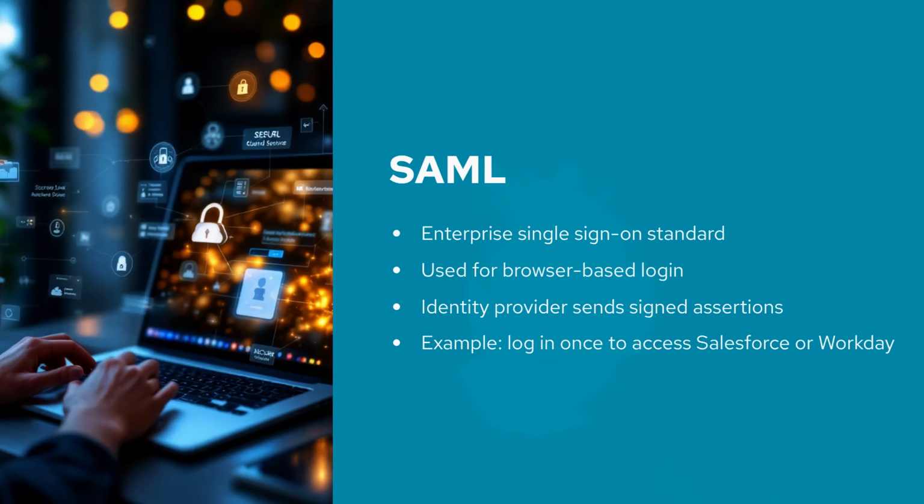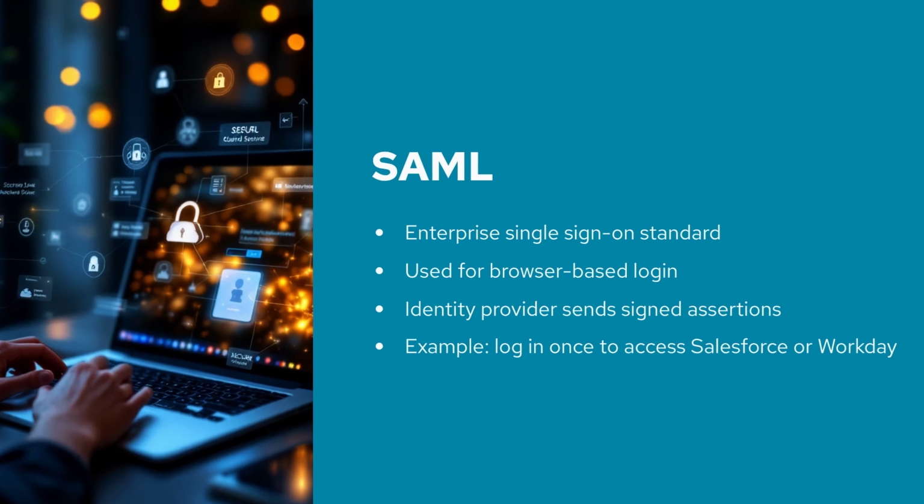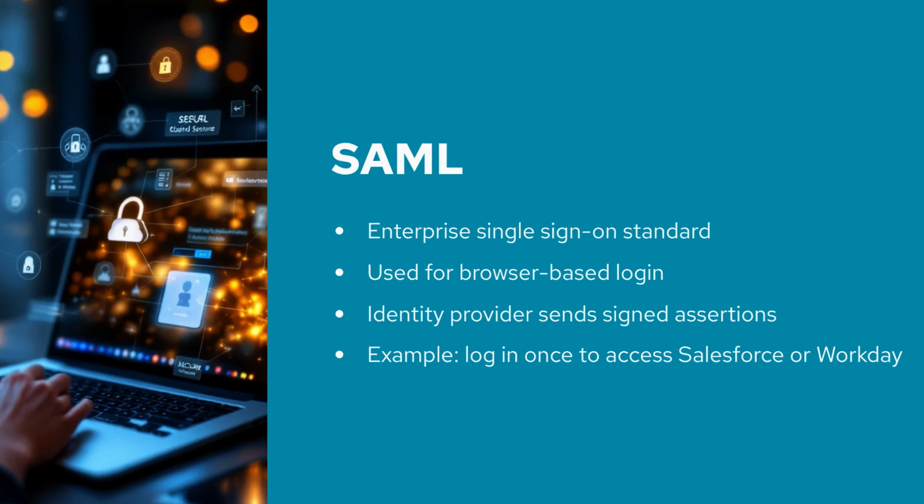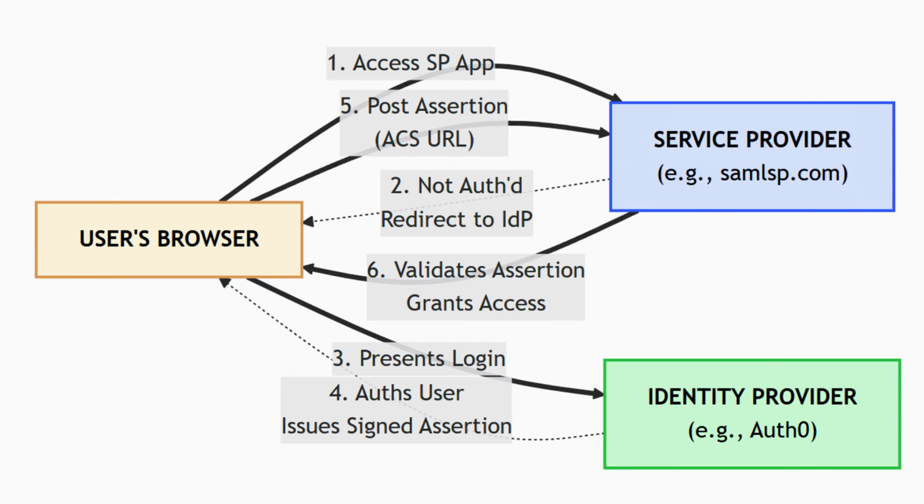Now, let us translate these analogies into technical reality. SAML is the enterprise workhorse. It has been around since the early 2000s. It uses XML-based messages called assertions. The identity provider, like Google, Microsoft, Okta, Auth0, sends a signed assertion to the service provider saying this person is authenticated, here is who they are. That is SAML at work.